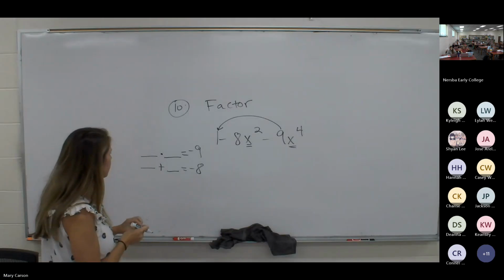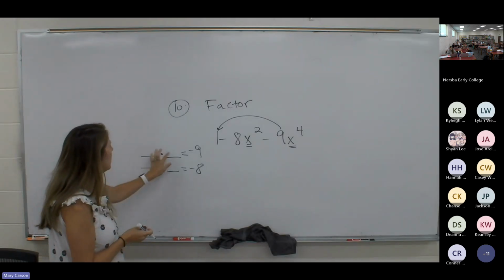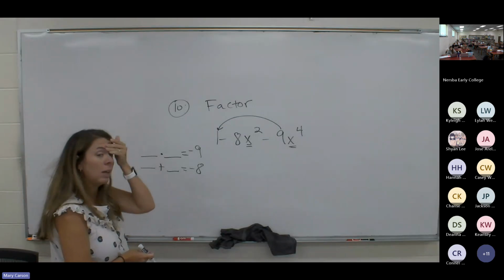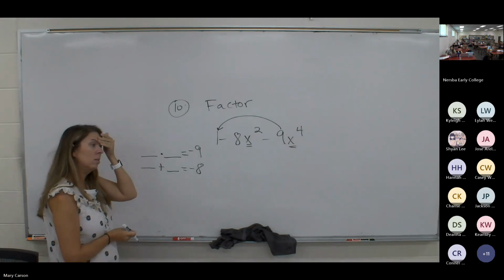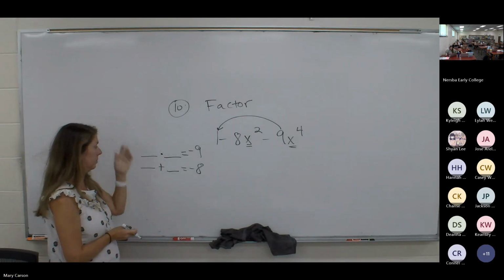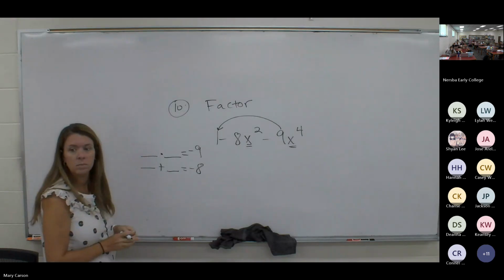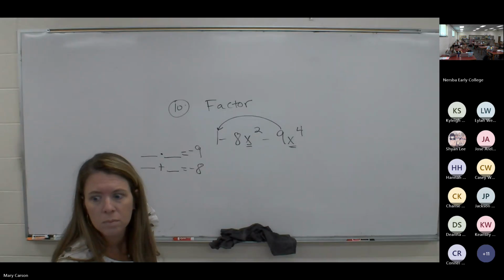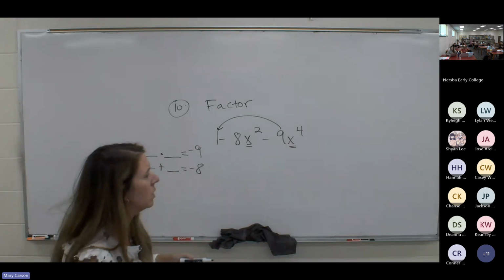All right. So what would these 2 numbers have to be? What are 2 numbers that multiply to give you -9 but add to give you -8? Good. Casey said, did you say -9 and 1?